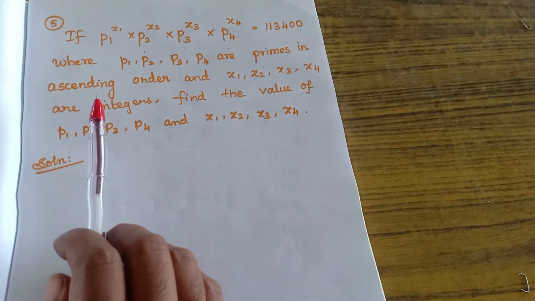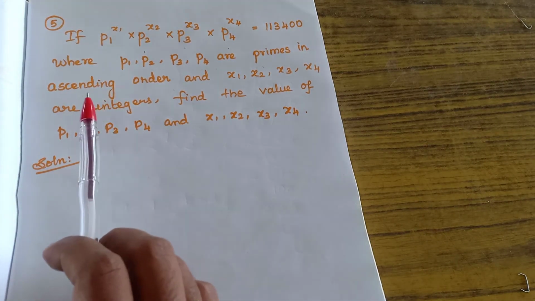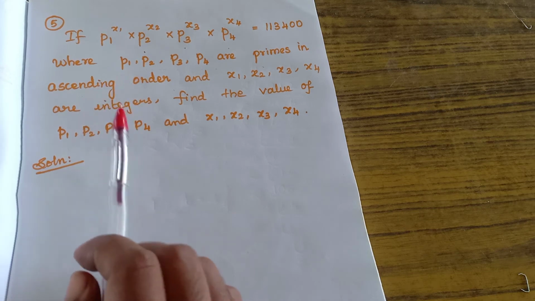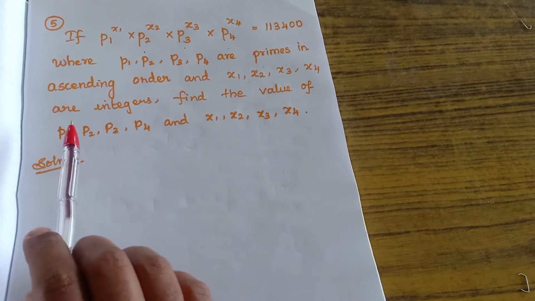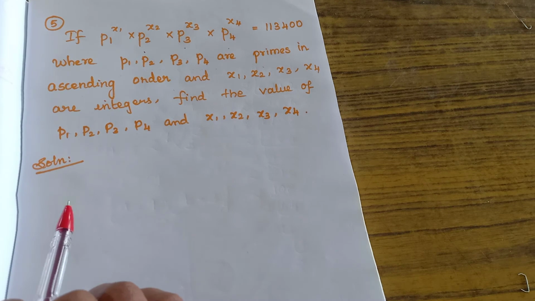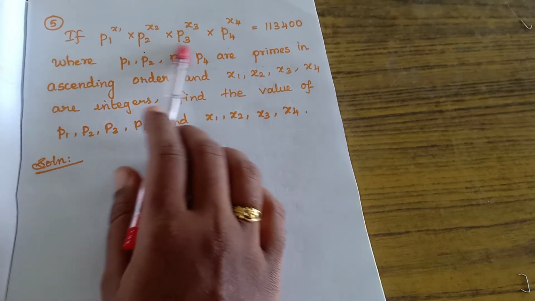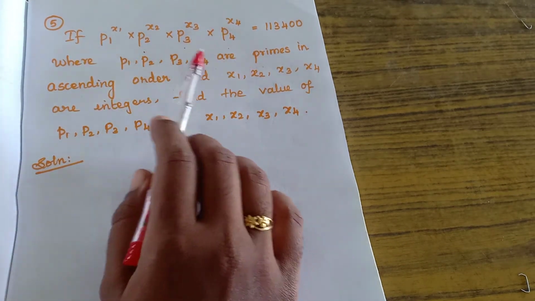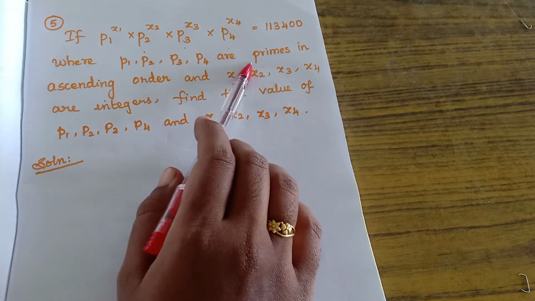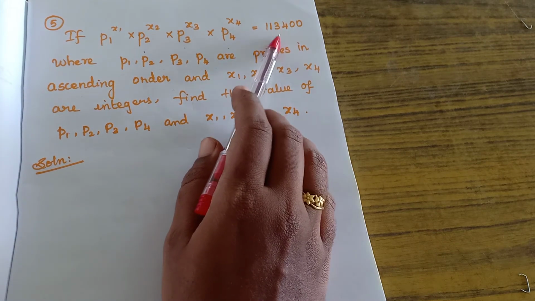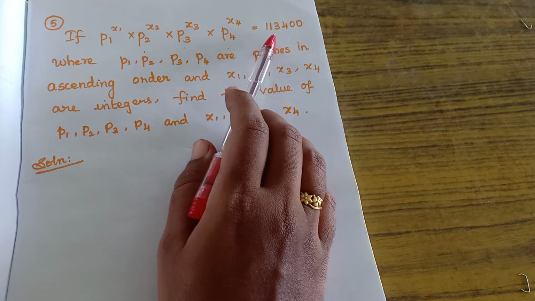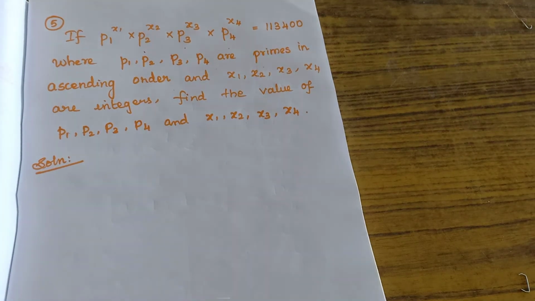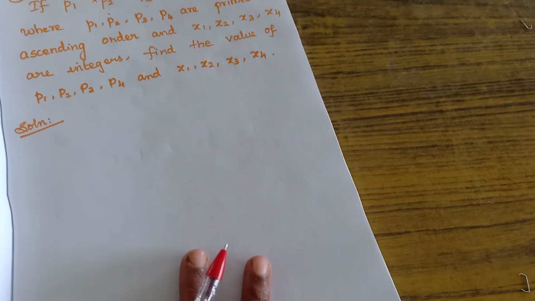It is not the prime numbers. It is a positive integer. Find the values of P terms and x terms. These are all under multiplication, a product of prime numbers, because P1, P2, P3, P4 are prime numbers. So it is sure we need to write this 1,13,400 as a product of prime numbers. Shall we do this problem now?